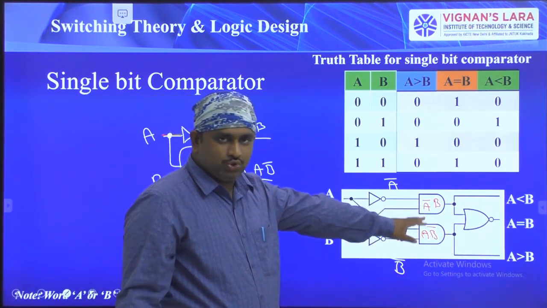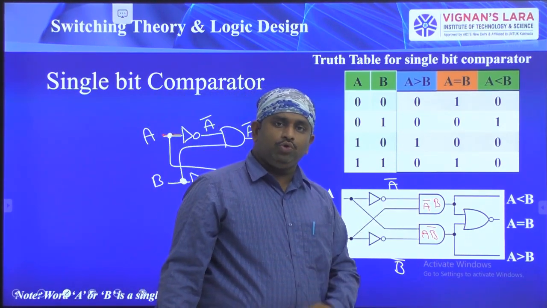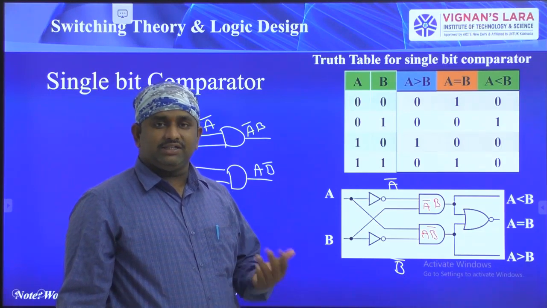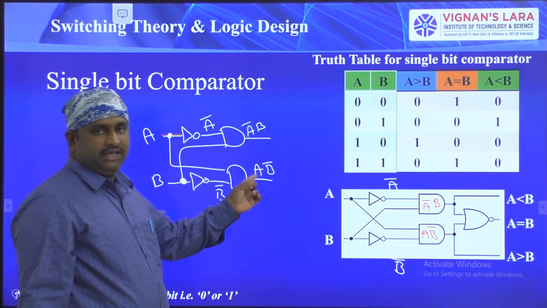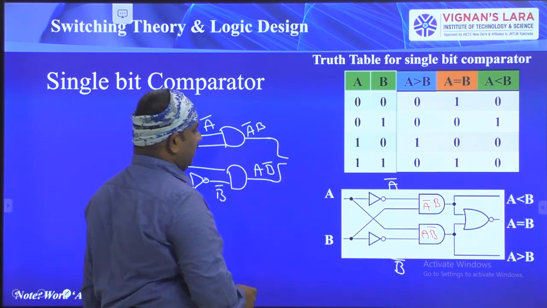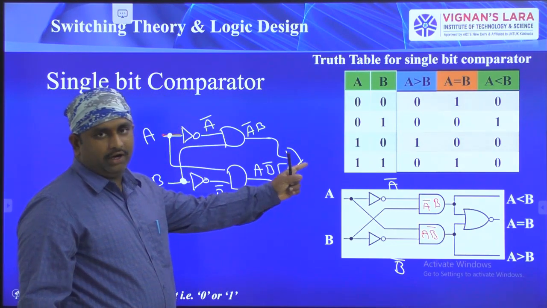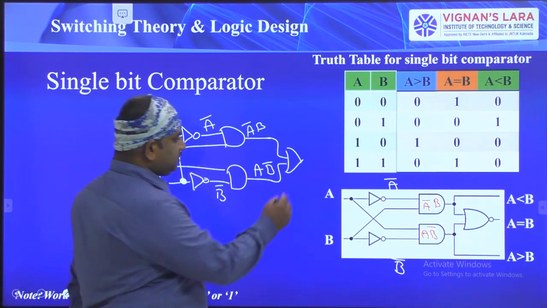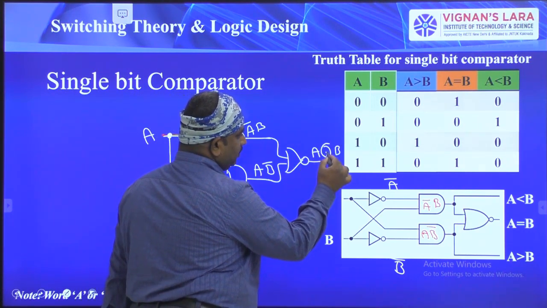So see here, these two conditions, one is less than, one is greater than. And what is A equal to B? A equal to B is nothing but an XNOR operation, that is the reverse of XOR gate. Actually see here, A bar B plus AB bar. So I am adding these two values, so I am using an OR gate. Here the OR gate output is A bar B plus AB bar. Reverse of this OR gate is nothing but A XNOR B.